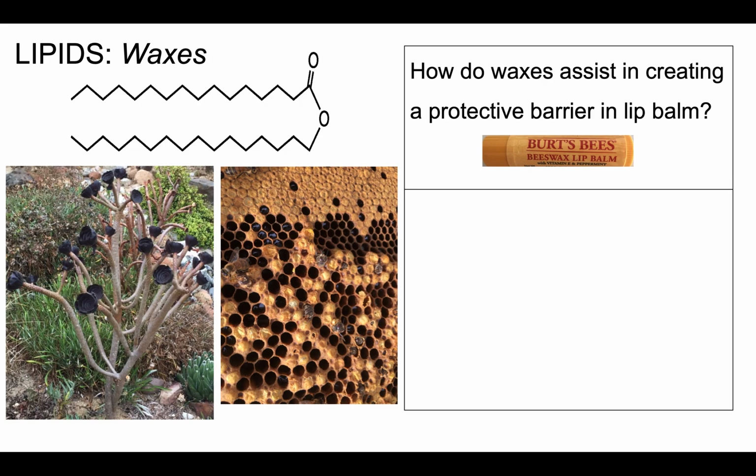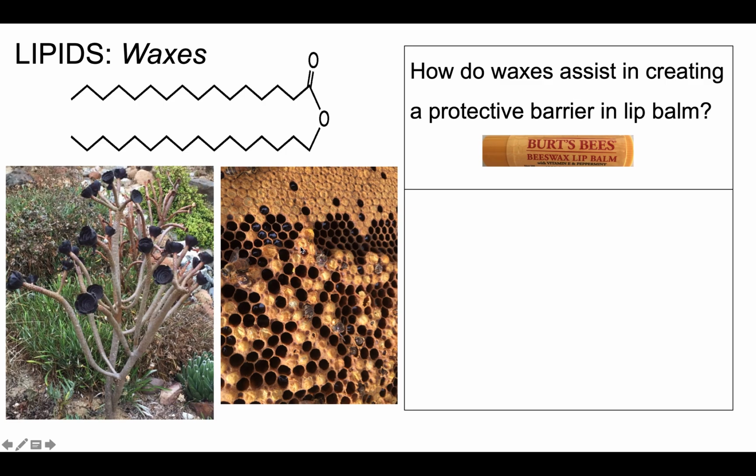Waxes are also a type of lipid. Look at the difference here. We have a long chain of carbon and hydrogen bonds with 1 double bonded oxygen and another oxygen. Waxes assist in creating a protective barrier for lip balm. You can see this succulent is covered with wax. The wax that this plant creates helps protect it from the harsh, dry environment.